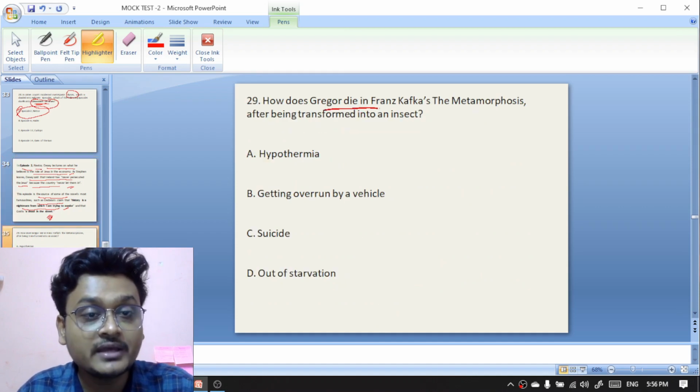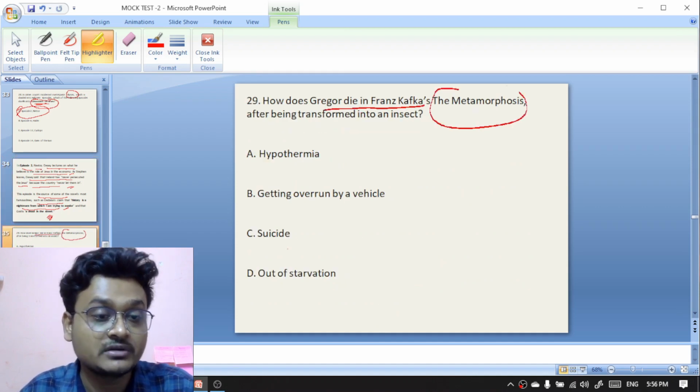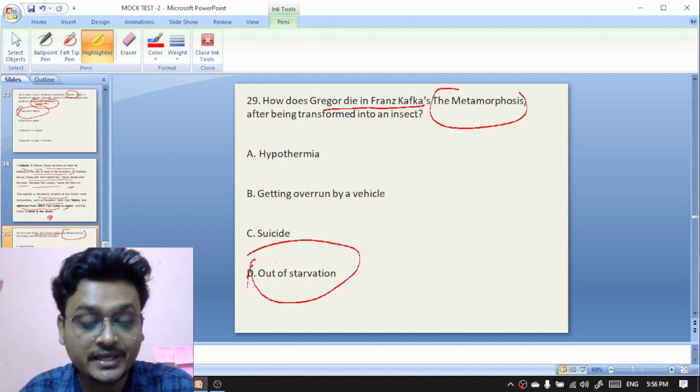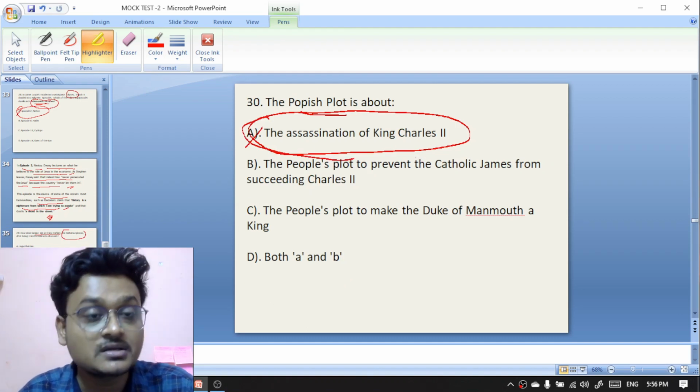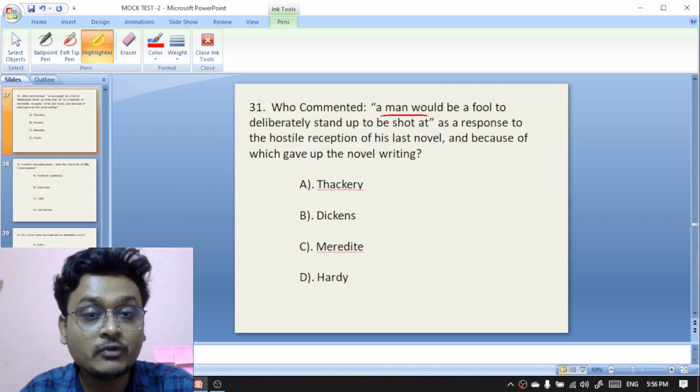How does Gregor die in Franz Kafka's Metamorphosis? Out of starvation. Gregor Samsa dies. Okay. The Popish Plot is about the assassination of King Charles II.